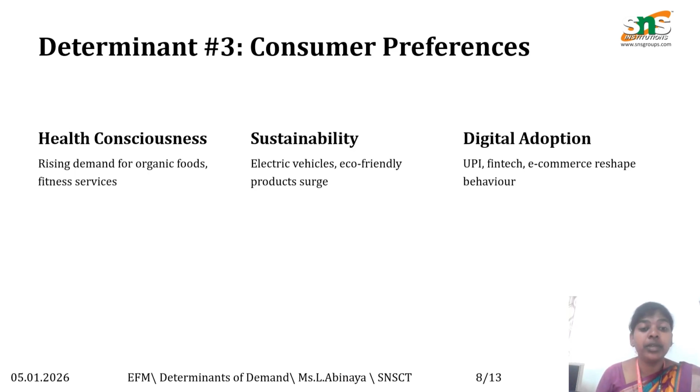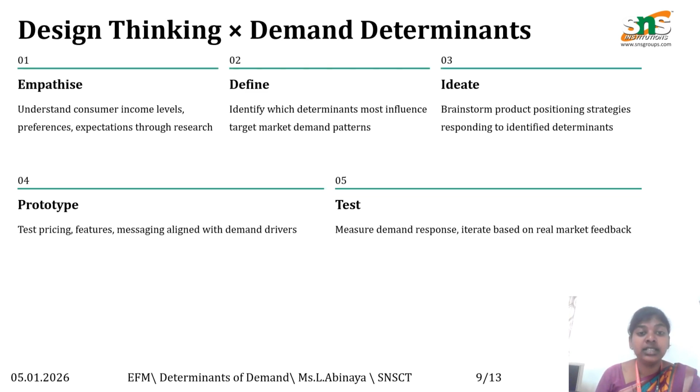Determinant number three is consumer preferences: health consciousness, sustainability, and digital adoption. There is rising demand for organic foods, fitness services, and sustainability-driven electric vehicle or eco-friendly product searches. In digital adoption, UPI, fintech, and e-commerce reshape behavior. In the design thinking approach to demand determinants, the steps are empathize, define, ideate, prototype, and test.